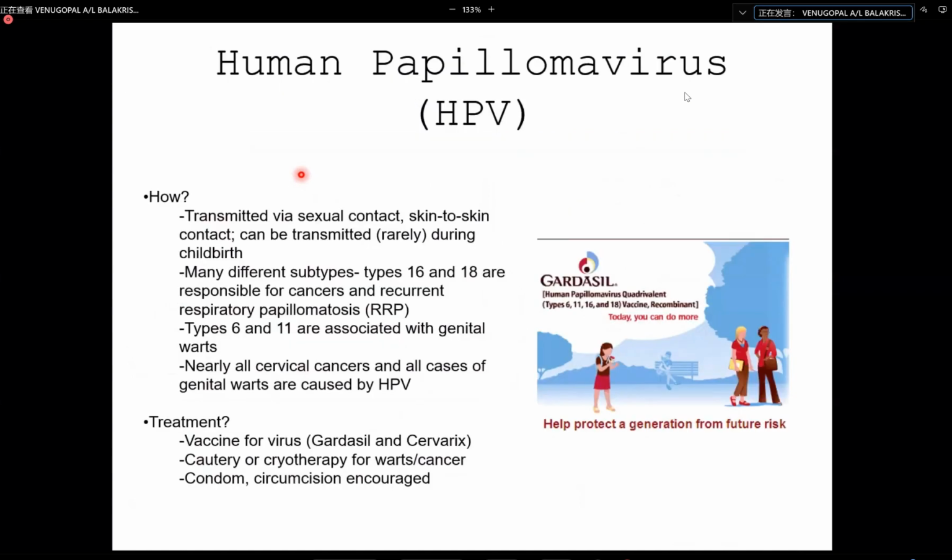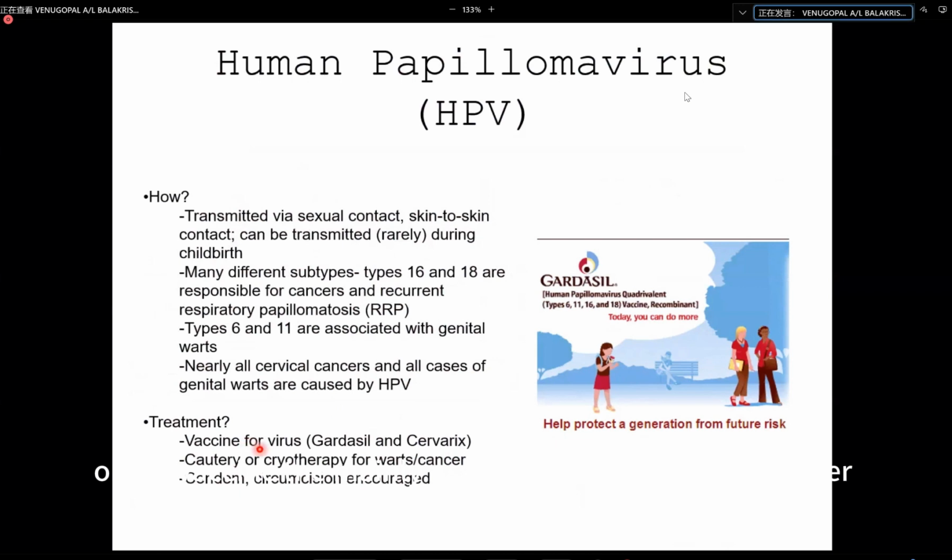So how do you get it transmitted? You can transmit it via sexual contact, skin to skin contact, and it can be transmitted rarely during childbirth, but it's very, very rare. There are many different subtypes; subtypes 16 and 18 are responsible for cancer. Okay, and 6 and 11 are associated with genital warts. Nearly all cervical cancer and all cases of genital warts are caused by HPV.